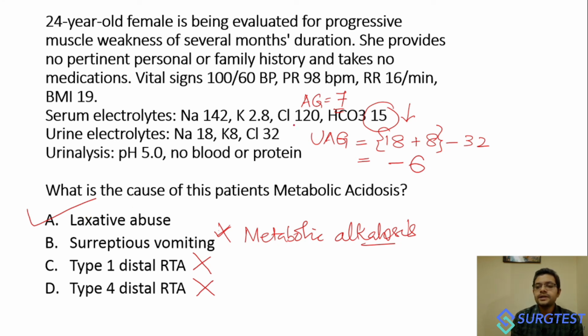So you have a hyperchloremic metabolic acidosis, a non-anion gap metabolic acidosis with a negative urine anion gap, which means that there is an extrarenal loss of bicarbonate, which can be explained by laxative abuse.